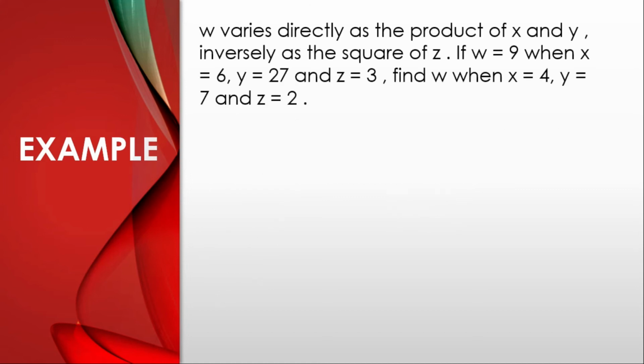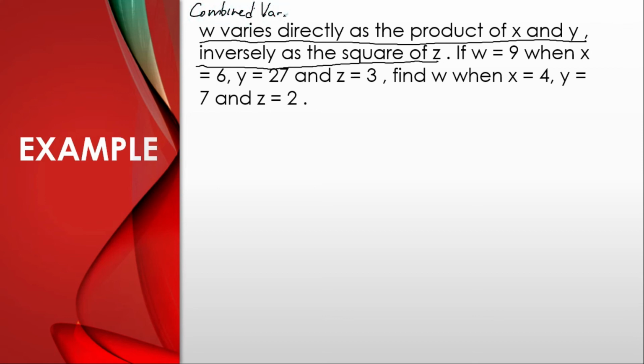So, w varies directly as the product of x and y, inversely as the square of z. If w is equal to 9 when x is equal to 6, y is equal to 27, and z is equal to 3, find w when x is equal to 4, y is equal to 7, and z is equal to 2. So, alamin natin kung anong variation to. So, ang sabi, w varies directly as the product of x and y, inversely as the square of z daw. So, meron tayong dalawa. So, ito ay combined variation.